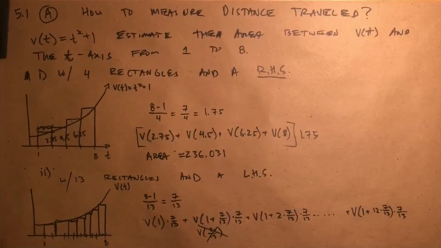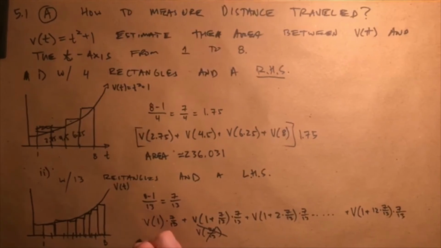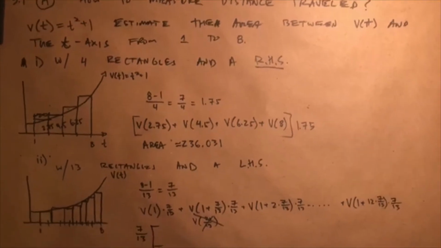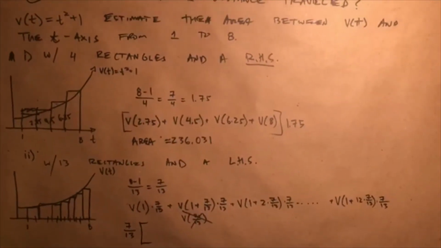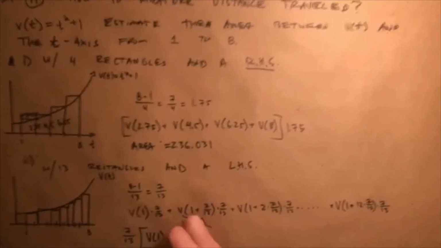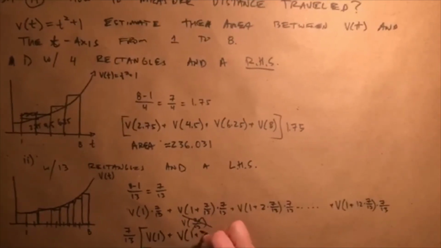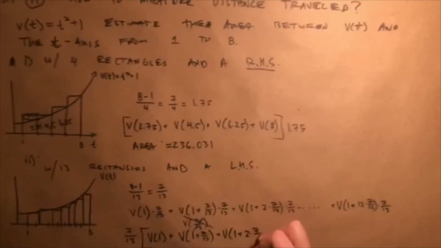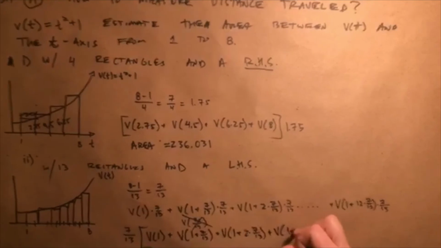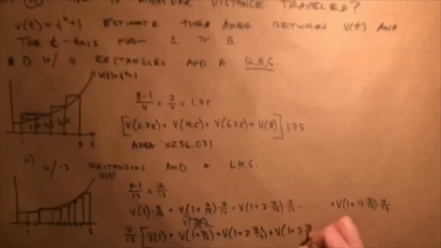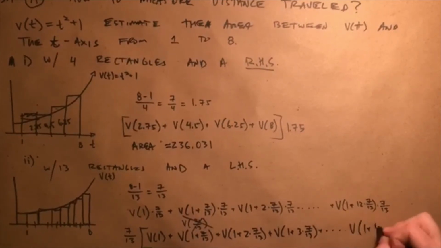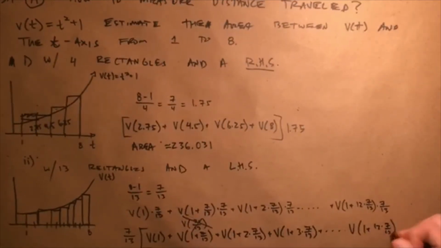So, not a good picture, but that's fine. So what's going to happen here? I can factor out the 7/13. And we can be left with this little expression here. V of 1 plus v of 1 plus 7/13 plus v of 1 plus 2 times 7/13 plus v of 1 plus 3 times 7/13. Until exhausted from our toils, we wind up with v of 1 plus 12 times 7/13.